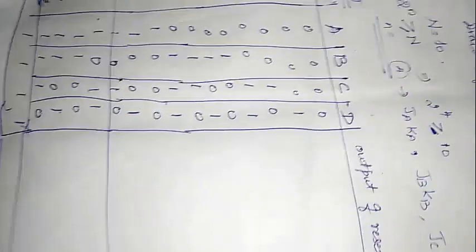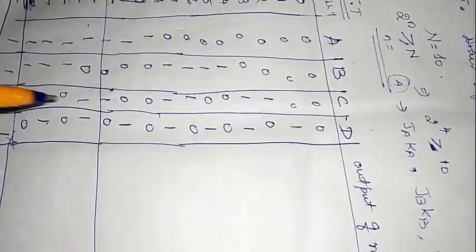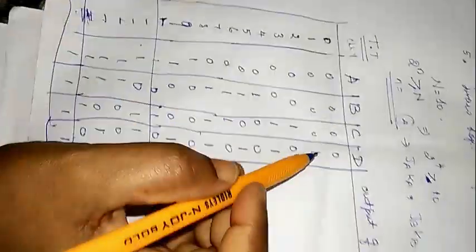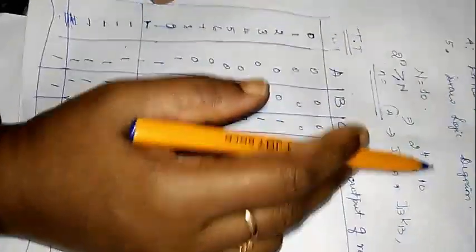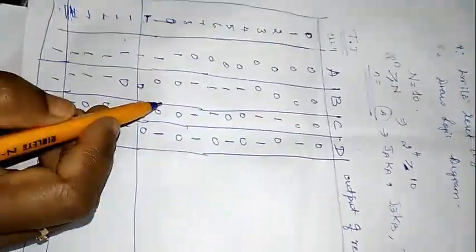Yes, so 10, 11, 12, 13, 14, 15. Okay, so we have mentioned all the combinations of numbers. Clear? So here what we have to do is, since it is a BCD ripple counter, the valid state is from 0 to 9.